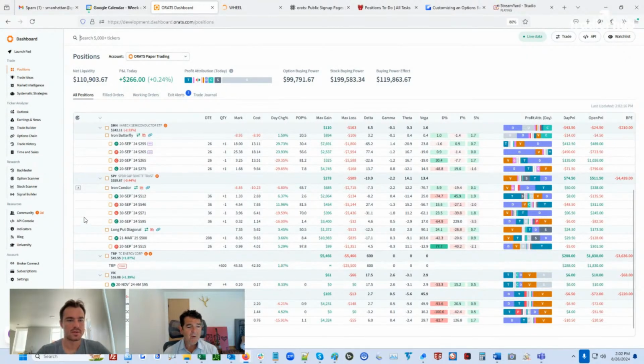Yeah. Okay. So we also had an iron condor on, and we're doing pretty well on it. It was a little busy last week, but we're doing well on the SPY iron condor.